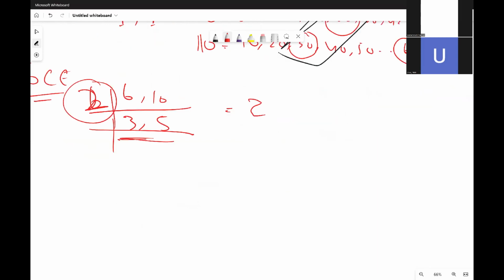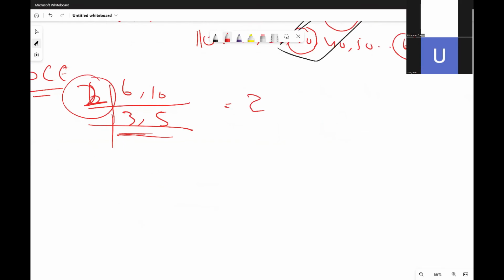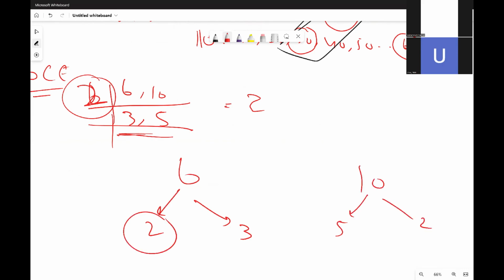2 is the greatest common factor of 6 and 10. How? Let's write down a factor tree as well, maybe. So 6 ka factor tree would be 2 and 3. And 10 ka factor tree would be 5 and 2. So 2 is the greatest common factor existing here.